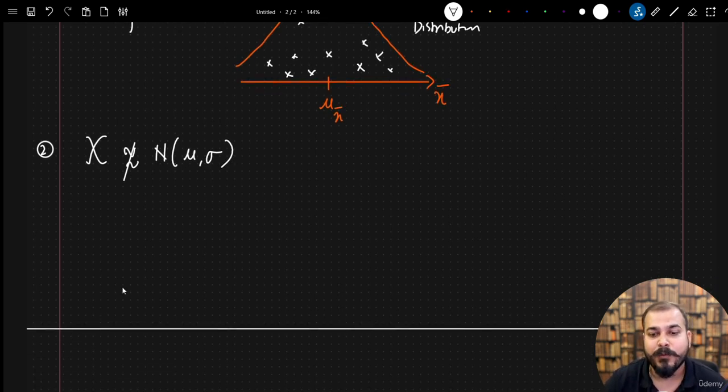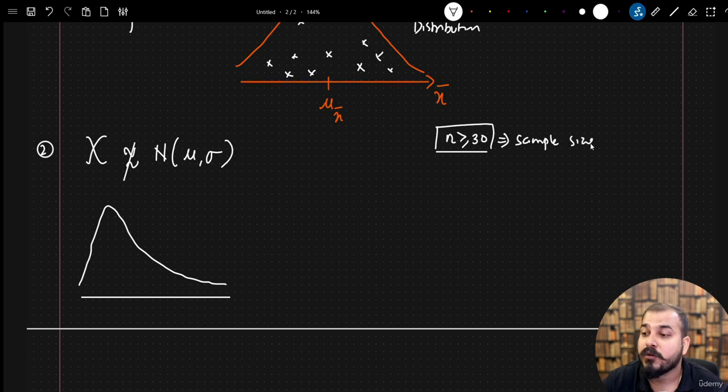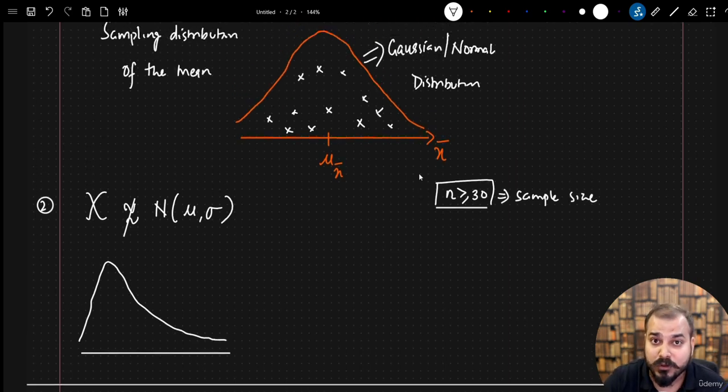So in this particular way, what may happen is that our distribution will not follow a Gaussian distribution like this, right? It will not have a bell curve, but it will be somewhat right skewed or left skewed. Now in this particular case, if I do the same thing, my n value should be greater than or equal to 30. Specifically, my sample size should be greater than or equal to 30.